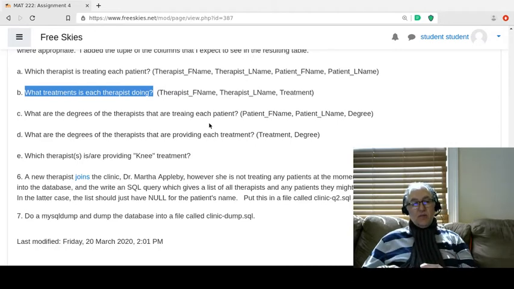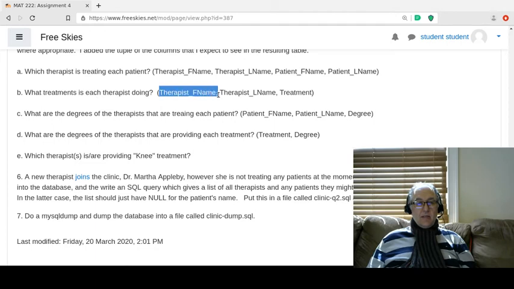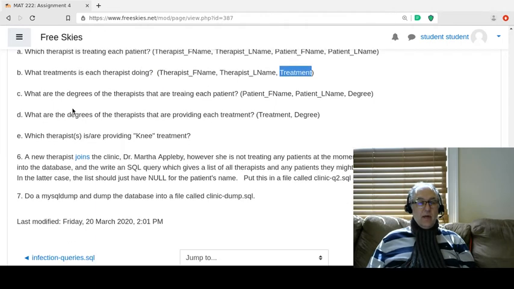The next query is, what treatment is each therapist doing? The way that table should look is the therapist's first and last name followed by the treatment that they're doing.